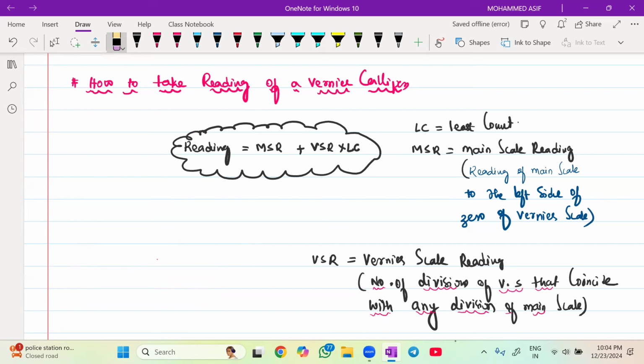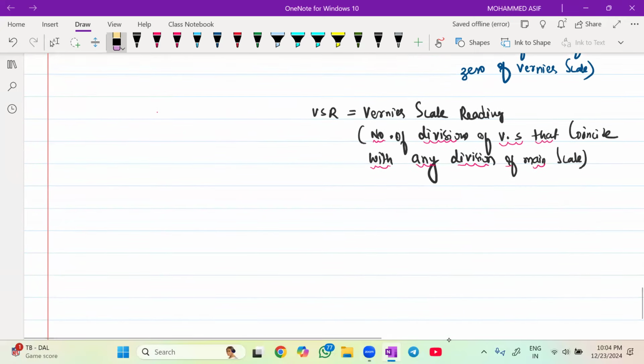So you got a terminology idea of all of them. What do you mean by least count? Least count, LC, is your least count. MSR is main scale reading, a reading of the main scale to the left side of the 0 of Vernier scale. Then what is VSR? Vernier scale reading, that is number of divisions of Vernier scale that coincides with any division of your main scale. Let me explain you with one problem. You'll get an idea and tell me the answer for this one.